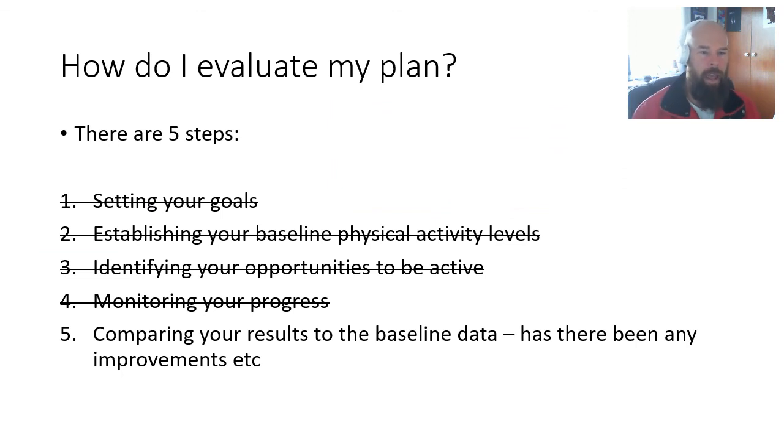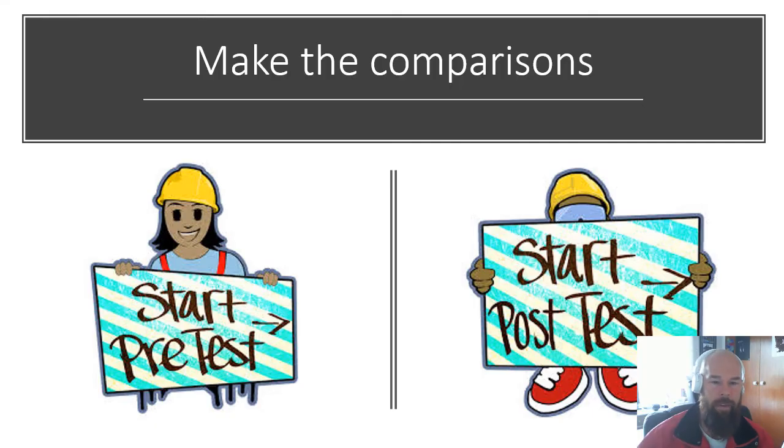So how do you evaluate the plan? There's 5 steps. You've set your goals, you've established your baseline, you've identified your opportunities to be active, and you've monitored your progress. Now you need to compare your results to the baseline data to see if there's been any improvements. So how are you going to do that? This is why we do a pre-test and a post-test.